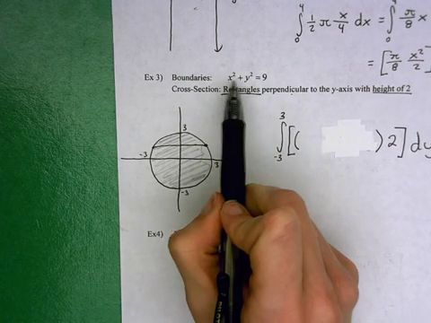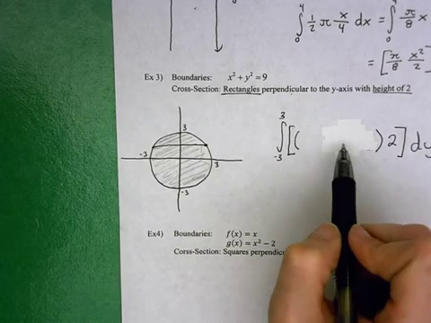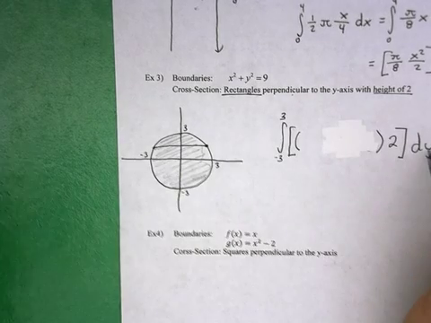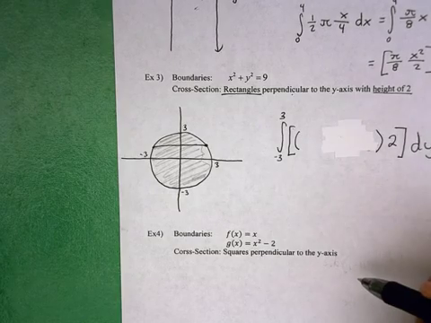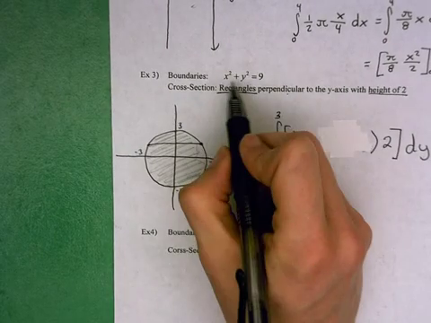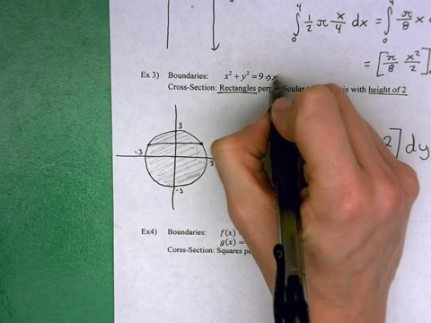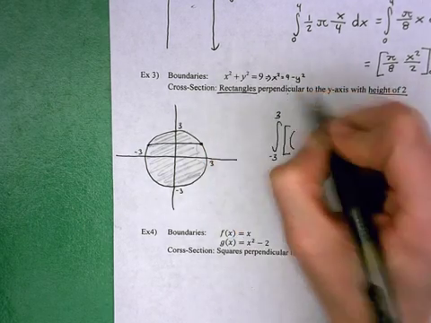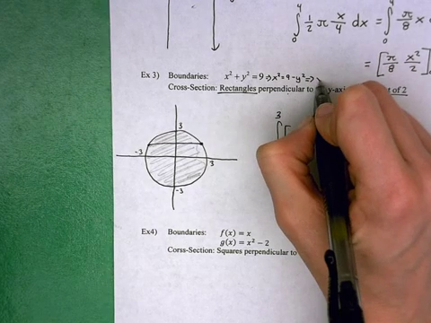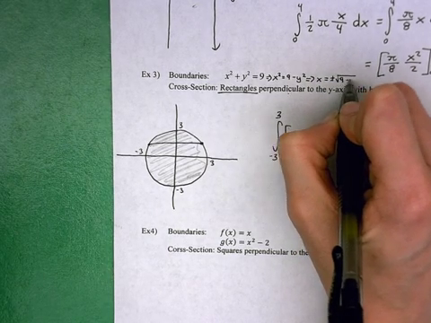Well, our circle is x squared plus y squared equals 9, but that doesn't do me any good when it comes to plugging it into my integral. I need to have y's being used in my equation because I'm going to be taking the integral with respect to y. So I'm going to go ahead and solve for my x here. I'm going to subtract the y squared over. So I get x squared equals 9 minus y squared. And then I'm going to take the square root of both sides, and so I get x equals plus or minus root 9 minus y squared.